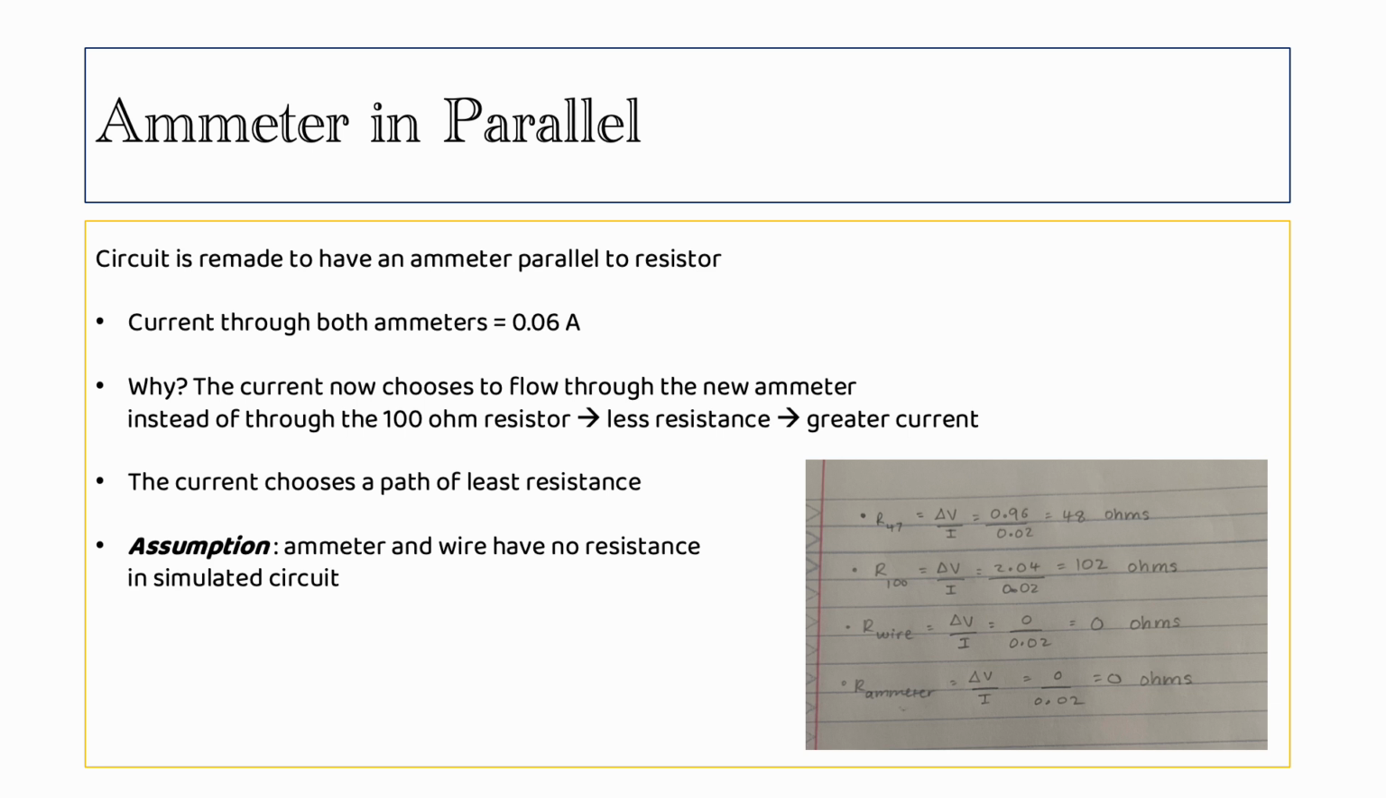Now for the ammeter in the parallel circuit, we basically remade the circuit to have an ammeter parallel to the resistor. And here we calculated the current through both ammeters is 0.06 amperes because the current now chooses to flow through the new ammeter instead of through the 100 ohm resistor. So basically, because of less resistance and greater current, the current chooses the path of least resistance. And as you can see in the picture below, I have derived what the resistance for each part is.